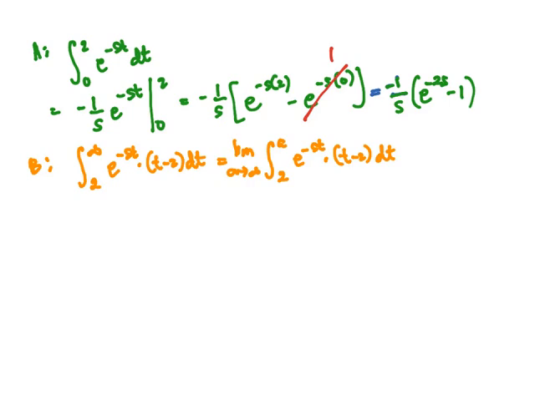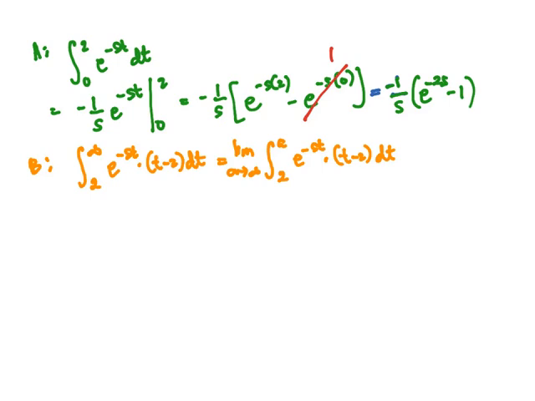Now in this case, we have to use integration by parts because we have a product of e to the negative st and t minus 2. Pwede natin i-distribute yung e to the negative st sa t minus 2, or pwede rin naman natin, which is mas madali, i-IBP natin ng buo.